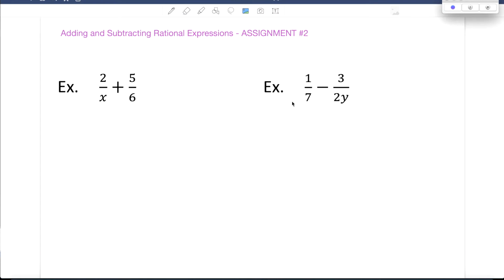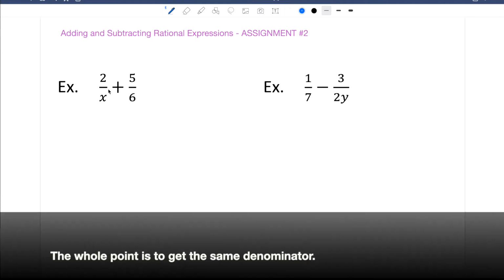Alright, so this video is going to help you work on assignment number 2. So again, we're still adding and subtracting rational expressions. We're just adding and subtracting these fractions together. First thing you do is always look at the denominator. We have x here, we have 6 here. They're different, so we can't just add them as they are. We do have to make sure that the denominators are the same.